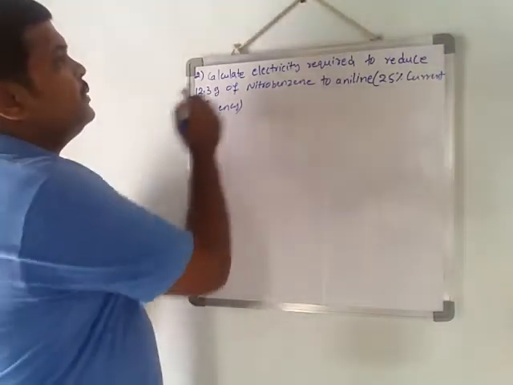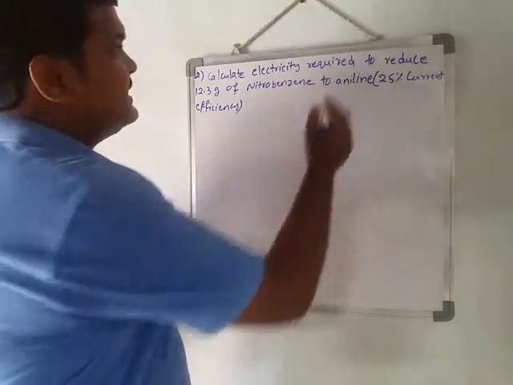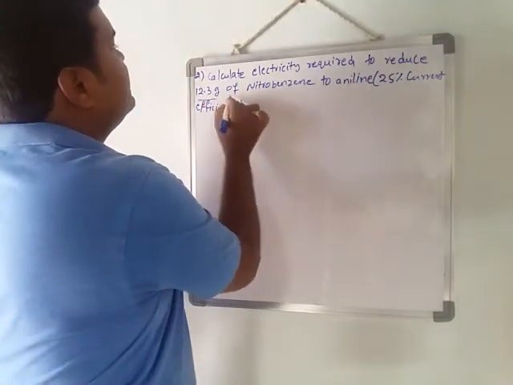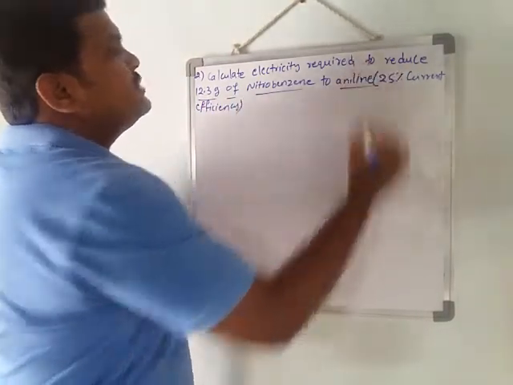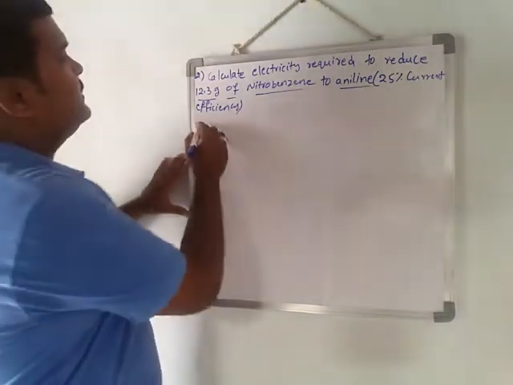Now we'll see one more. Calculate the electricity required to reduce 12.3 grams of nitrobenzene to aniline, at 25% current efficiency.